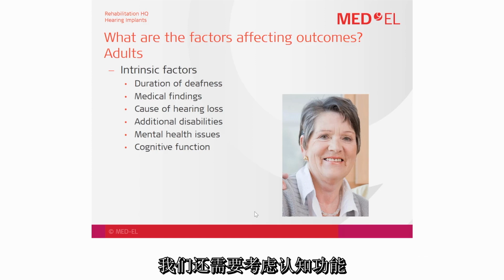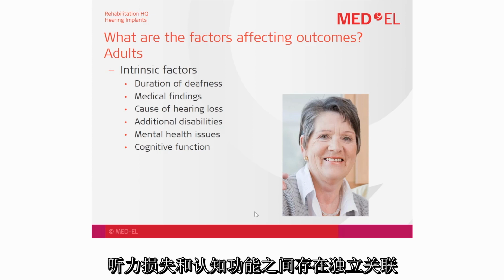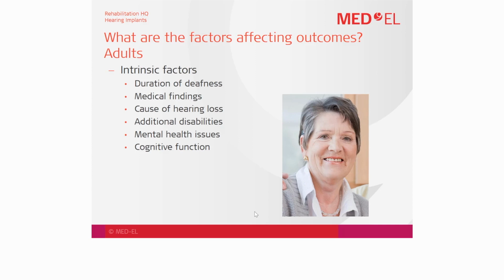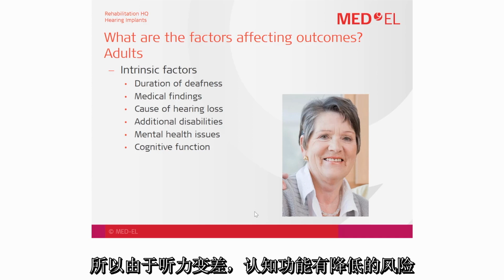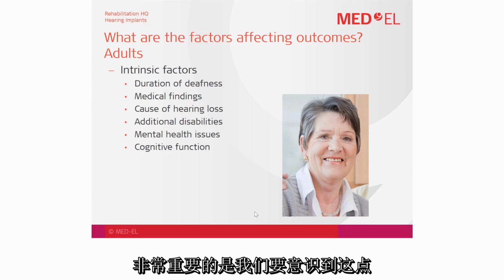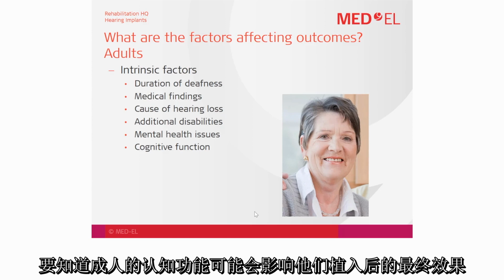We also need to be thinking about cognitive function. It's recently been very clearly shown that there is an independent association between hearing loss and cognitive function, so that cognitive function is at risk of decline as hearing declines. So it's very important that we're aware of that. We know that the cognitive function of an adult is also a factor that might influence their final outcome post-implantation.